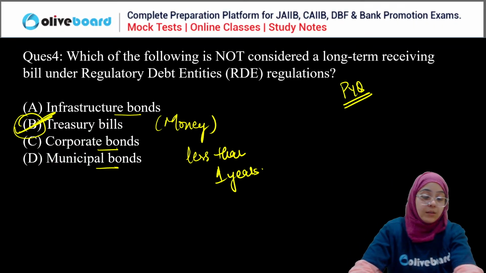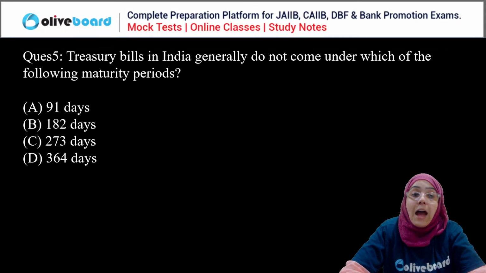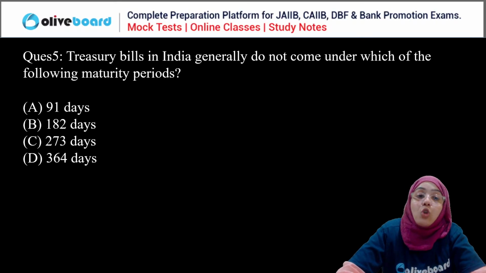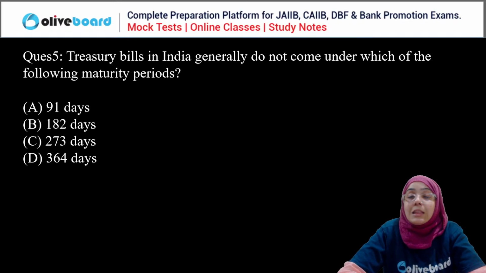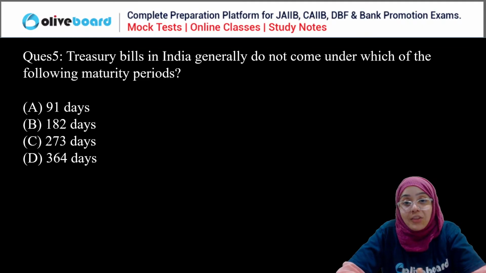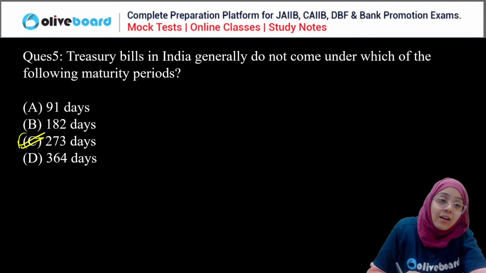Okay, done. Next question. Treasury bills in India generally do not come under which of the following maturity periods? 91, 182, 273, and 364 days. These are easy type questions, yet very important, very scoring, straightforward questions. Obviously, 273 is the correct answer.